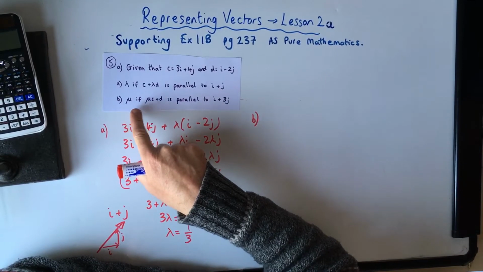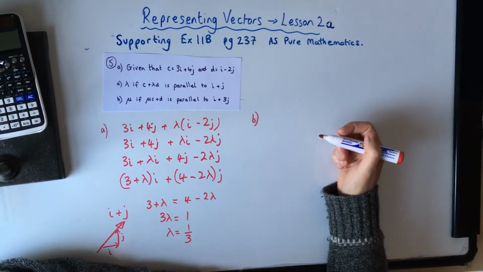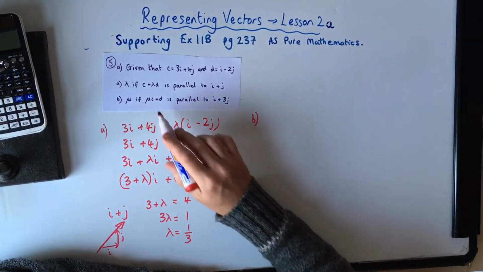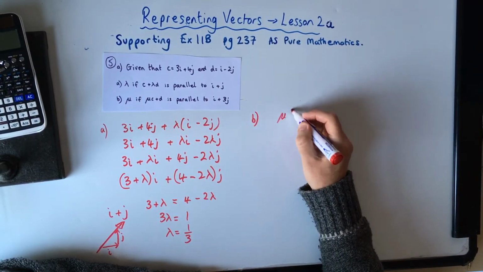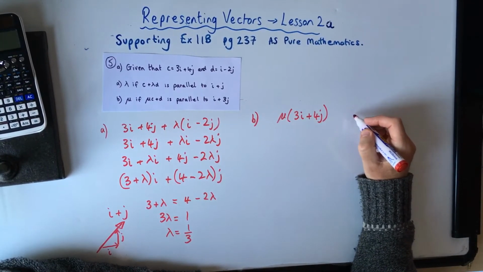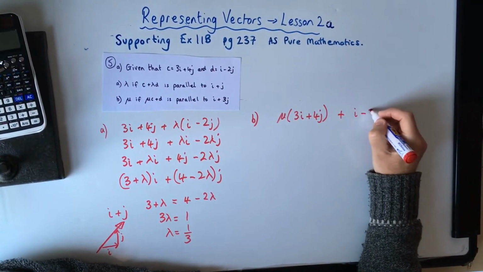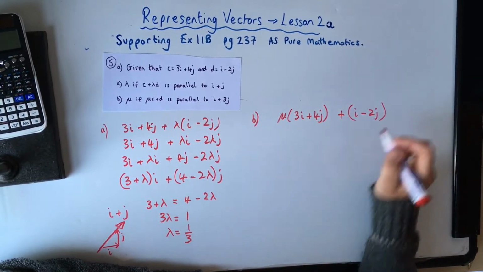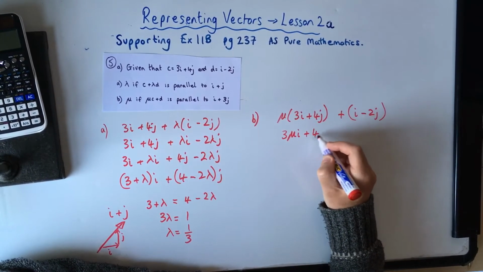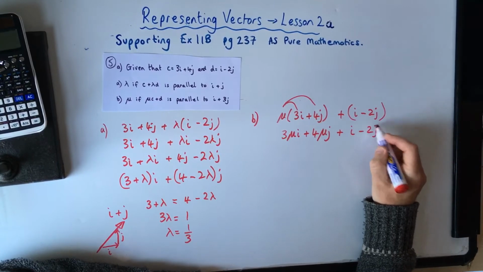It says find mu, so it's used this symbol now, if mu c plus d is parallel to i plus 3j. So if we do this one, it'll allow you to be able to do C and D because they're done in a similar way. So let's do this one, mu c, so that is mu times c, which is 3i plus 4j, and that's plus d, which is i minus 2j. There we go. So I've written that out, multiply it out, so I get 3 mu i plus 4 mu j, so all I've done is multiplied out my bracket, plus i minus 2j, don't need the bracket around that.